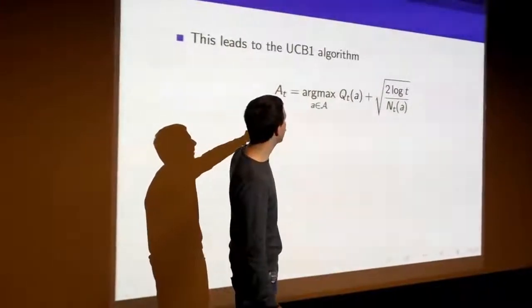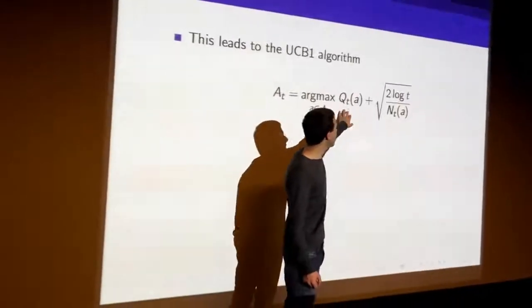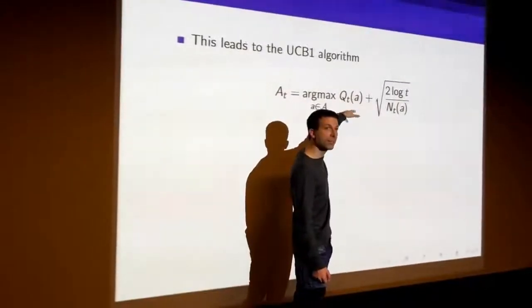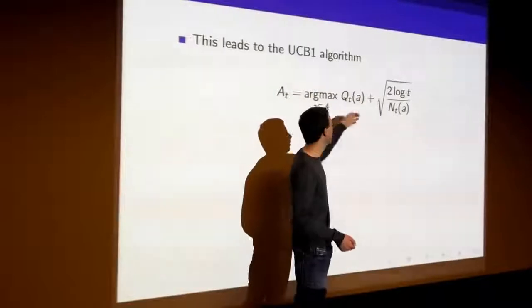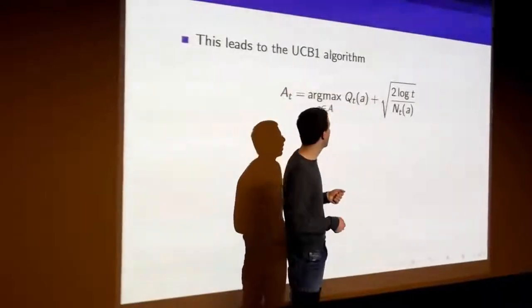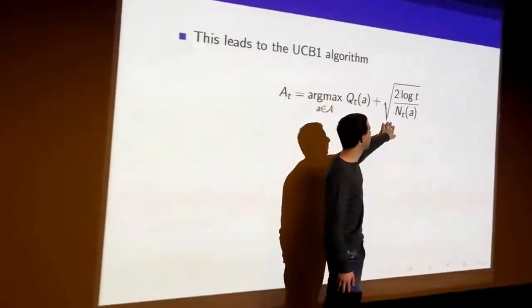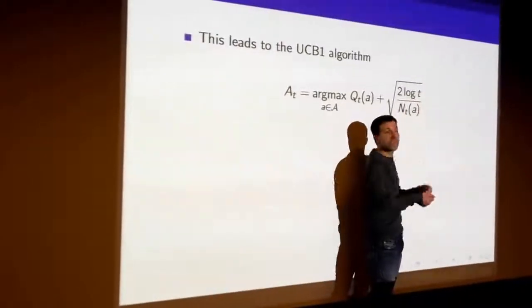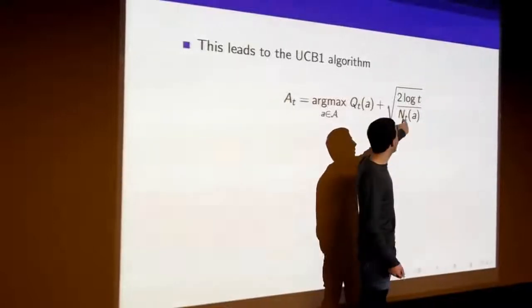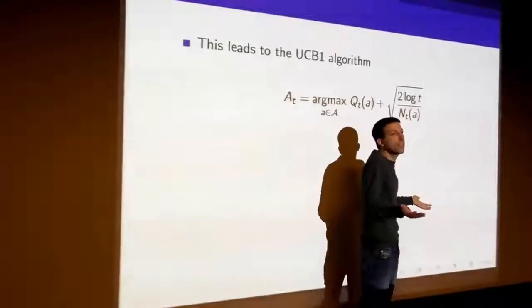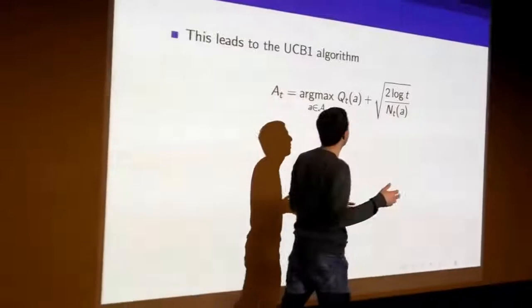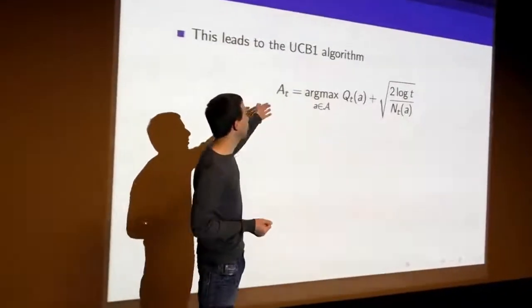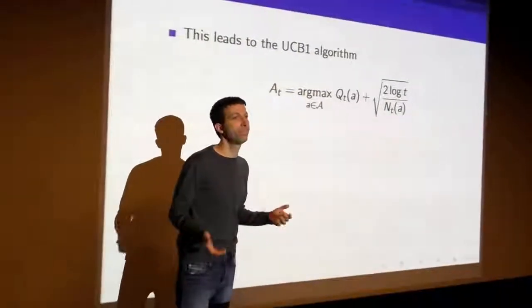The basic idea is that at every step, you estimate your Q values by taking the Monte Carlo estimate in the usual way. You just take the empirical mean of everything you've seen so far. Then you add a bonus term that only depends on the total number of time steps, the total pulls of all of your arms, and the number of times you've pulled this arm. That's all it depends on. You add on this bonus and pick the action with the highest total value.